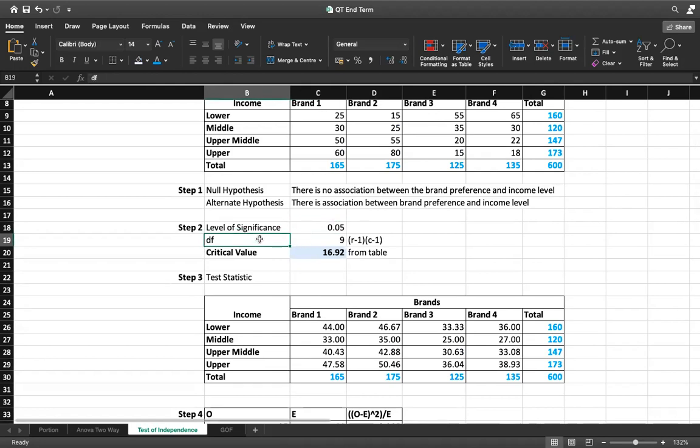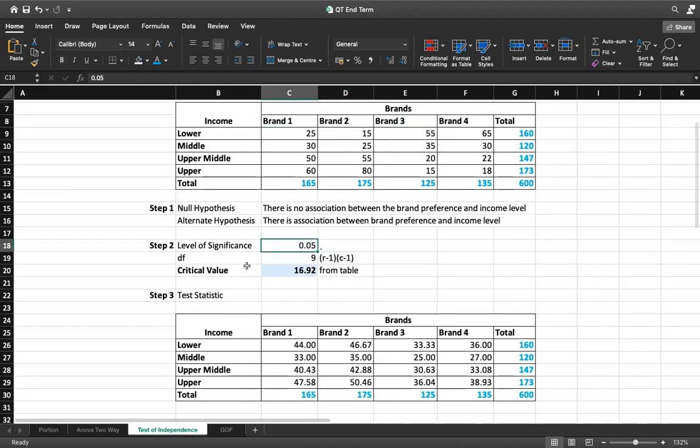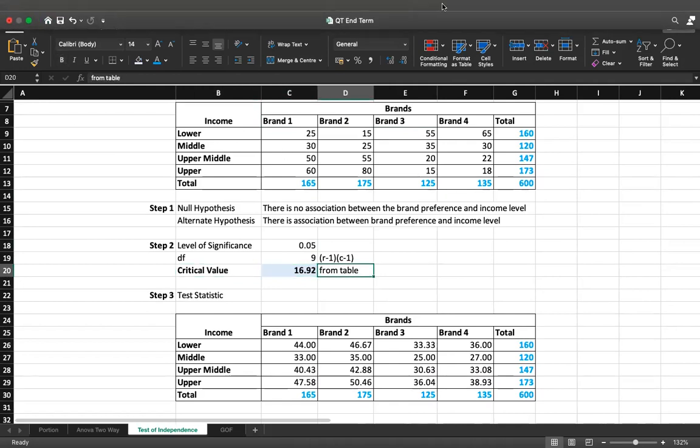My degrees of freedom is 9. The 9 basically comes from the number of rows minus 1 times the number of columns minus 1. I have 4 income levels and I have 4 brands, so that is 4 minus 1 times 4 minus 1, that is 9. Now we find the critical values. This comes from the table, so I'll share the table.